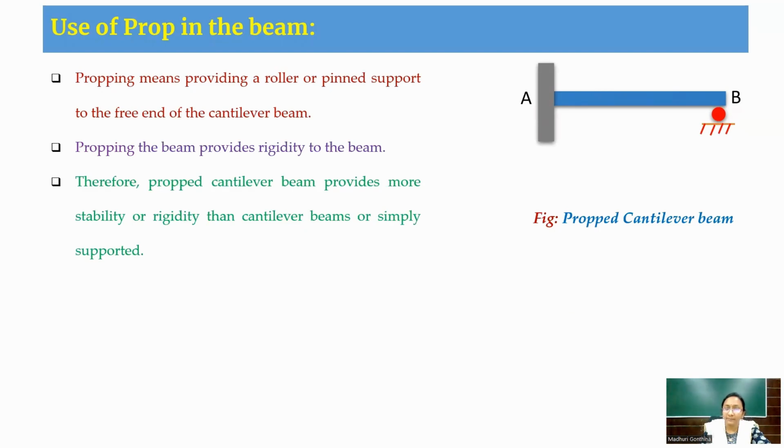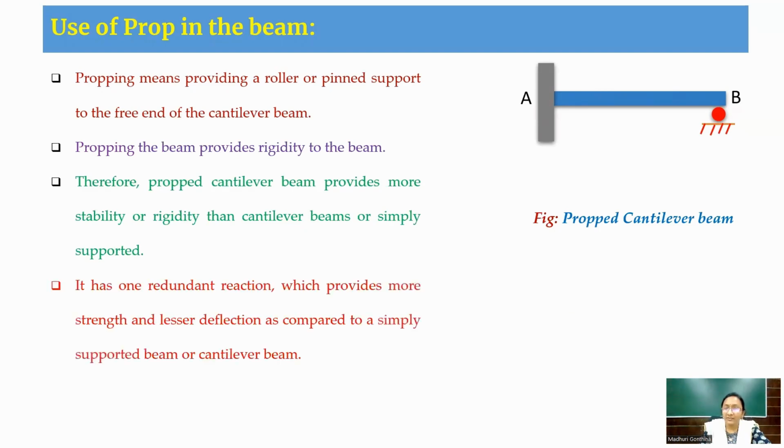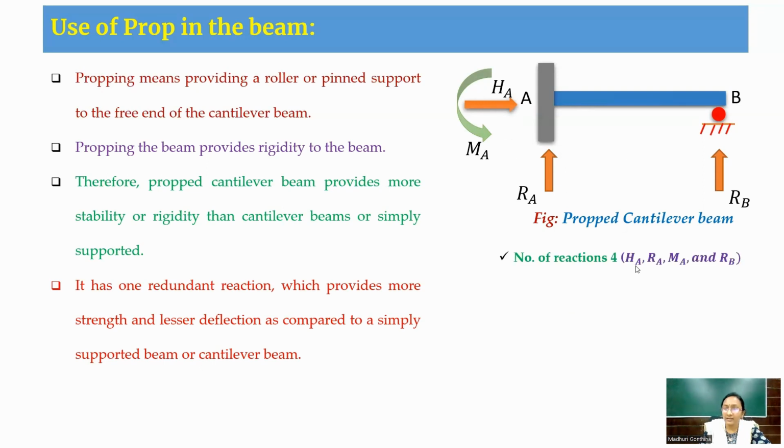And therefore, this proper cantilever is going to provide more stability when compared to a cantilever beam or a simply supported beam. Now coming to the reaction parts, or we can call it redundancy also. At the A support, like a fixed support, you have three reactions, that is HA, RA and MA. Whereas at the B support, you have only a vertical reaction, that is RB. So in total you have four reactions, HA, RA, MA and RB.